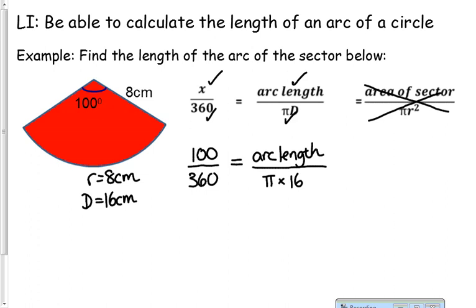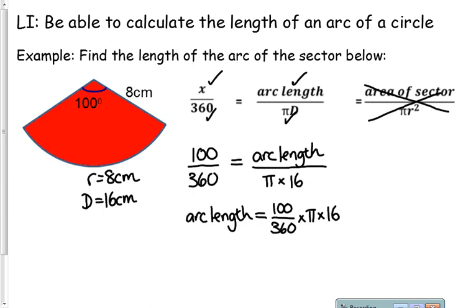So to find the arc length, I'm going to rearrange my equation to get arc length on its own. And so I get the arc length equals 100 divided by 360 multiplied by pi multiplied by 16. So I've just swapped the order so that my arc length is the subject of my formula, the one on its own on the left.